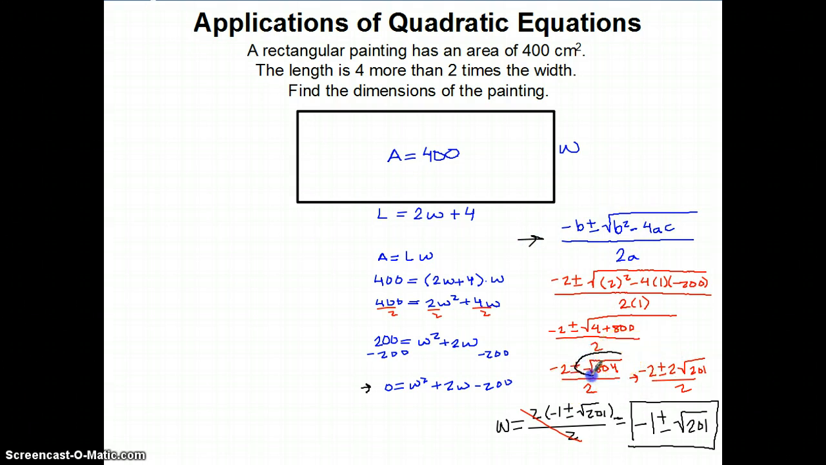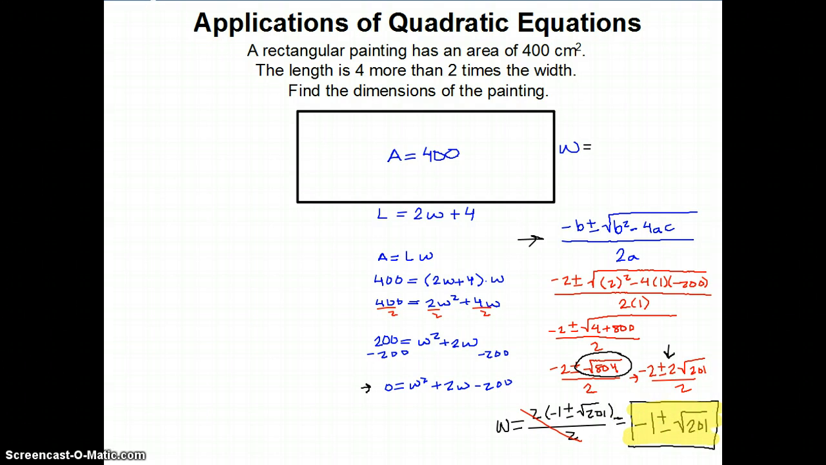At this point, I was able to take out a 2 from that radical, and then I took out a 2 from this entire numerator. Factoring out the 2 from the numerator brought me here, where I was able to cross the 2's out between the numerator and denominator. So what I found was that W equals -1 plus or minus the square root of 201.